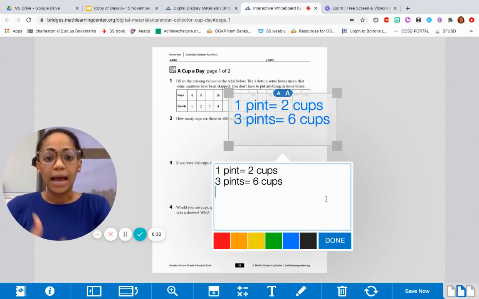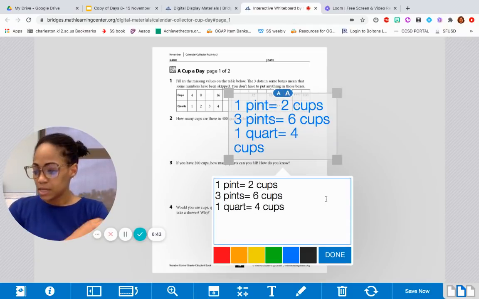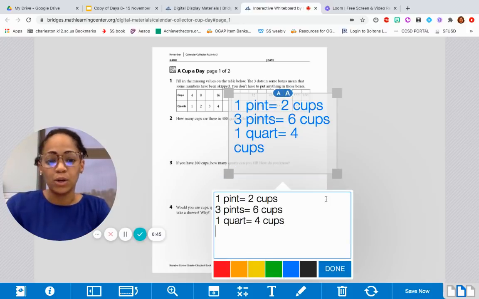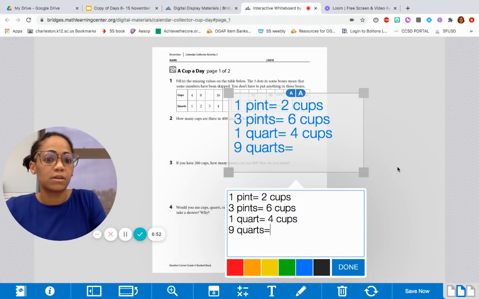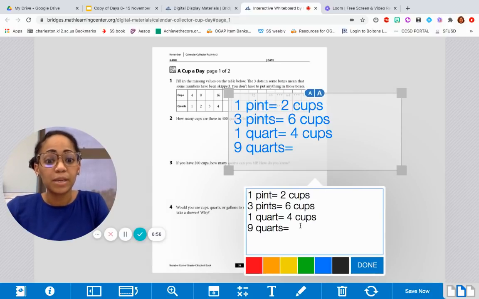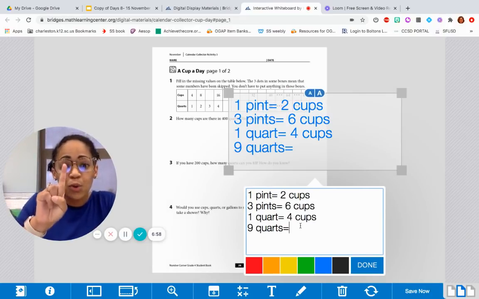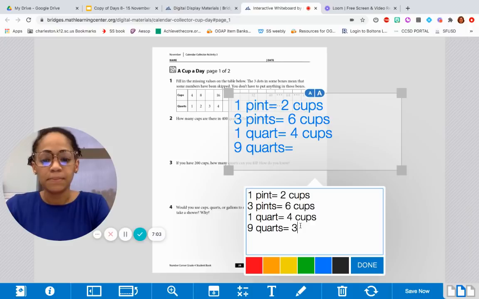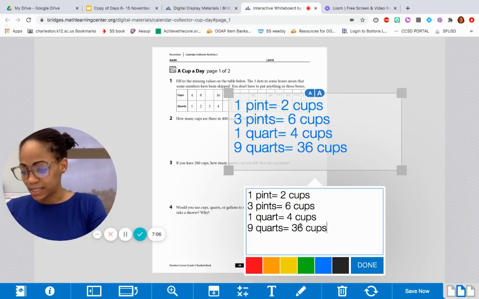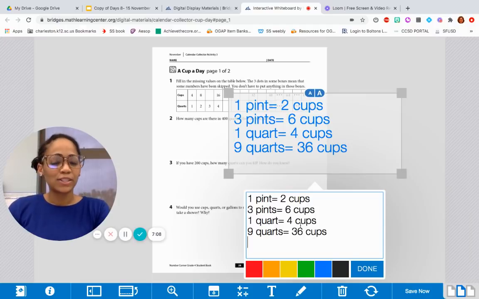Okay. All right, so how many cups are in a quart? You guys know this because you've been watching me fill it up this whole time. How many cups? Good, 4 cups. Awesome. So then if I have 9 quarts, what problem would I have to do in my head to figure it out? Yeah, it would be 4 times 9 because in 1 there's 4, and if I have 9 of them, I'd have to do 4 9 times. What is 4 times 9? Good, 36 cups.